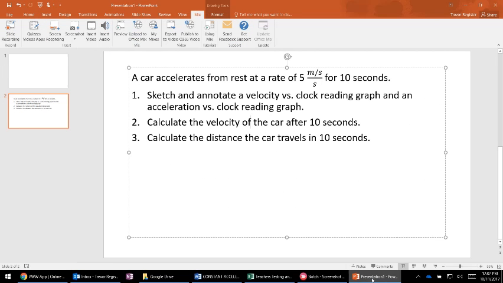Alright, in this video I'm going to show you how to use what I call graph annotations to solve physics problems involving things traveling at different speeds with different accelerations. Okay? So the problem we're going to start with here is that a car starts at rest and then speeds up at a rate of 5 meters per second every second, and it does that for 10 seconds.